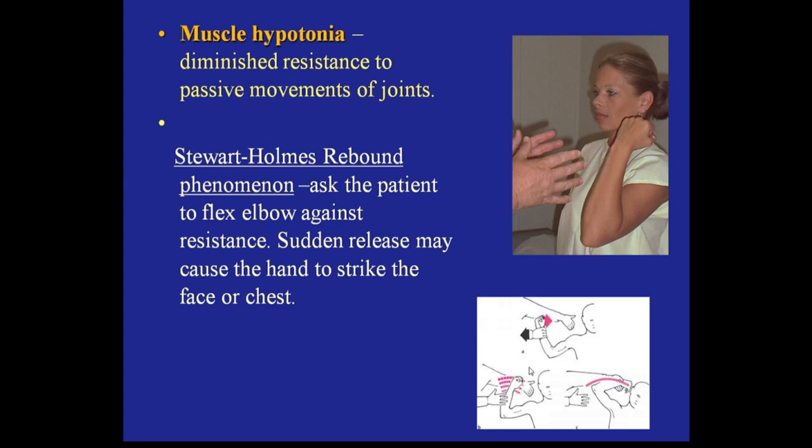We can observe, in case of cerebellar pathology, Stewart-Holmes rebound phenomenon. Ask the patient, in this position, for example, to flex elbow against resistance. Sudden release may cause the hand to strike the face or chest, due to muscles hypotonia.